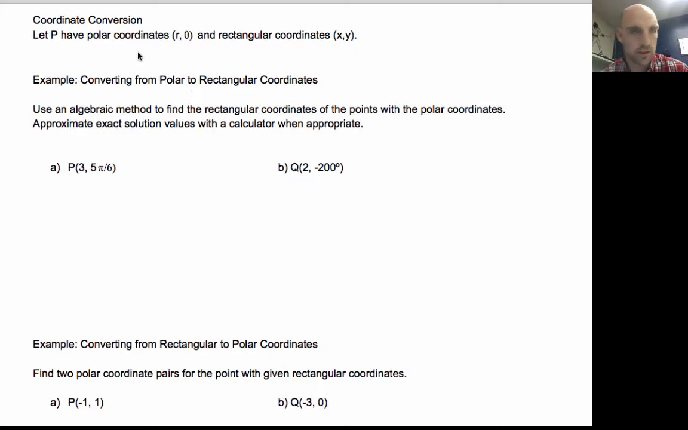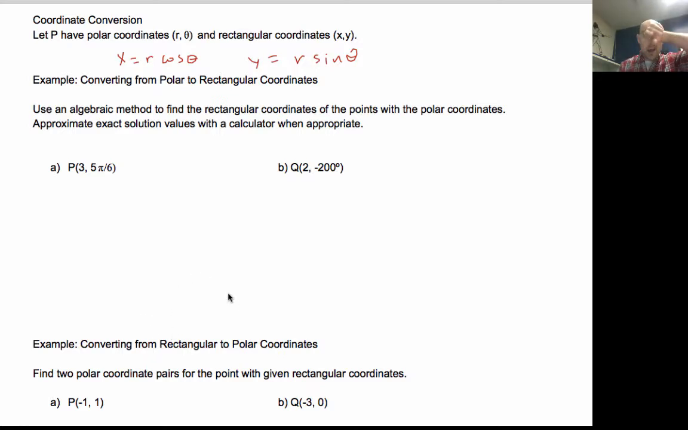So here's a coordinate conversion. Let P have polar coordinates of r, theta and rectangular coordinates x, y. So x is always equal to r times the cosine of theta, and y is equal to r times the sine of theta. Those should look familiar. And so when we convert, all we're going to do is a couple of little operations using the unit circle, right?